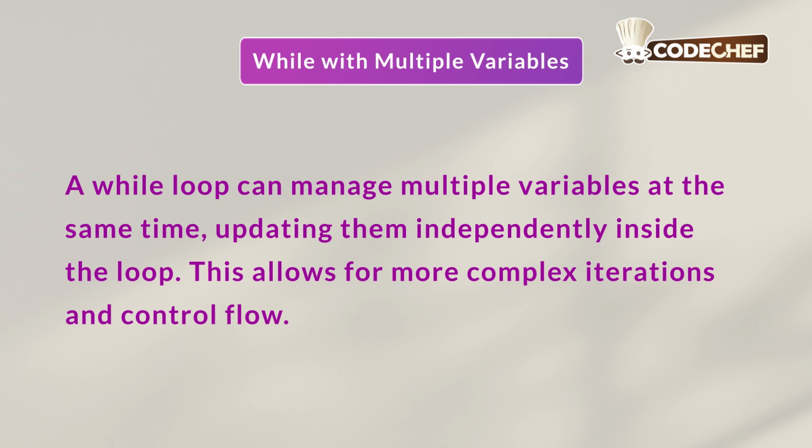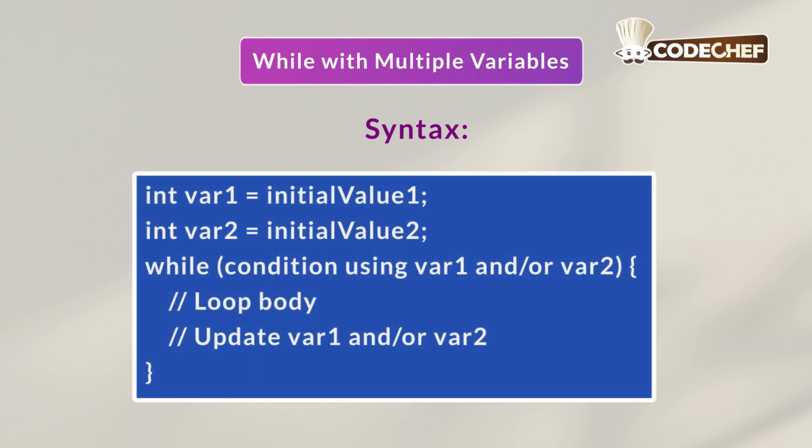So generally we use while with multiple variables when we want to run any complex iterations or have a complicated control flow for the program. Its syntax is int var1 is equal to initial value 1, semicolon, int var2 is equal to initial value 2, semicolon. Now we will run the while loop.